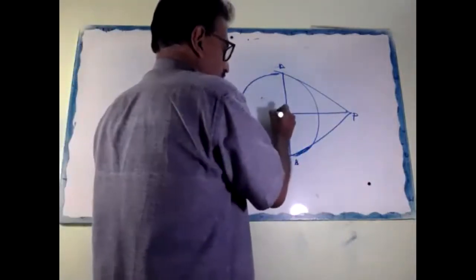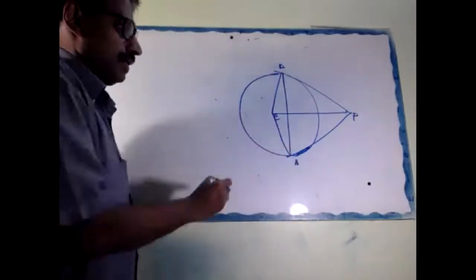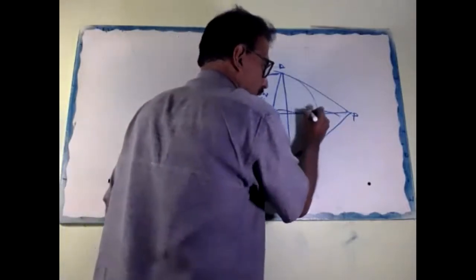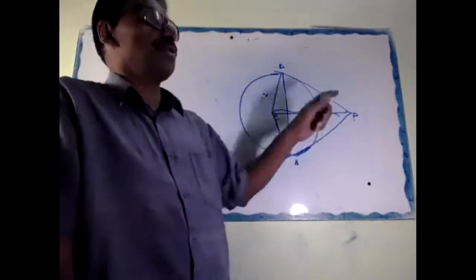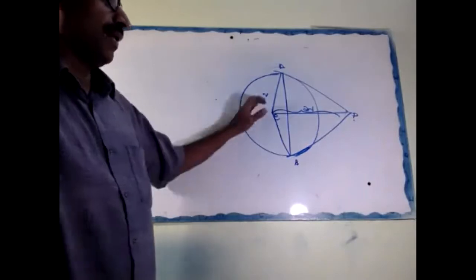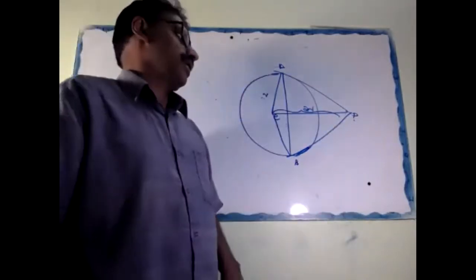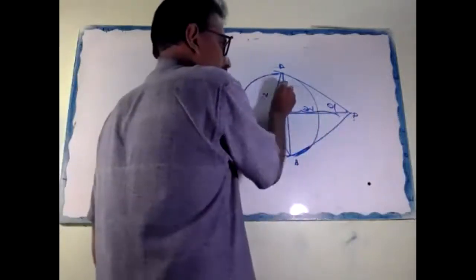Come on, you join this one. This is radius R. This will be 2R. As per the question, OP is equal to the diameter. So radius R, OP is 2R. Let this angle be theta. This angle is 90.